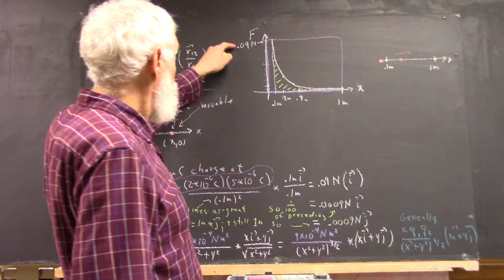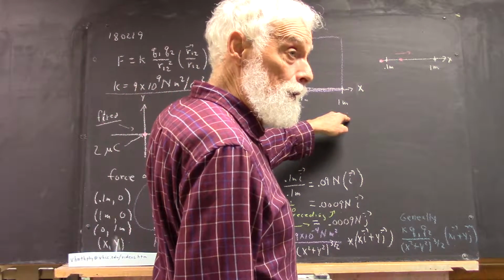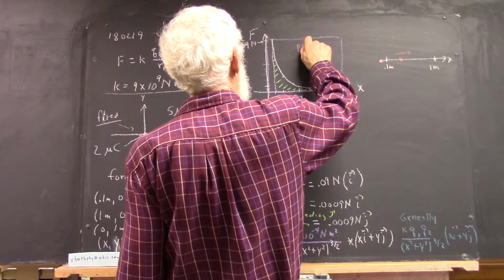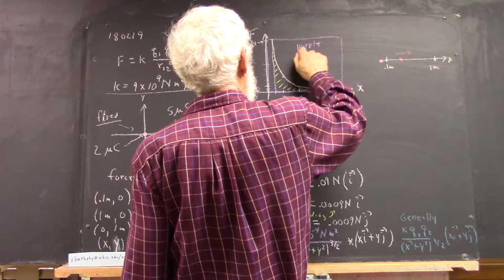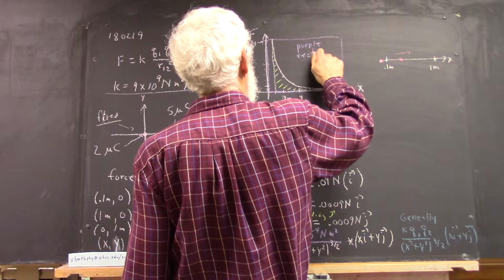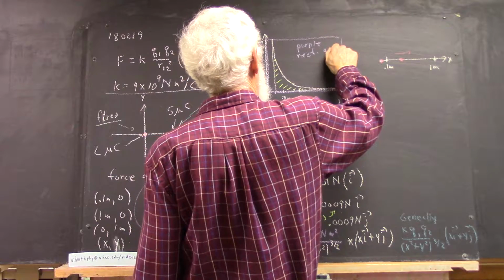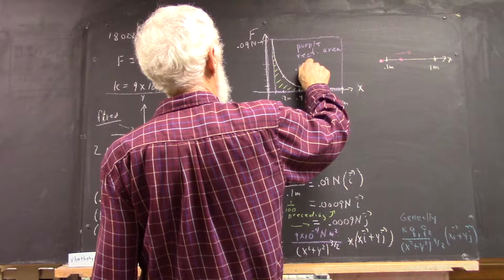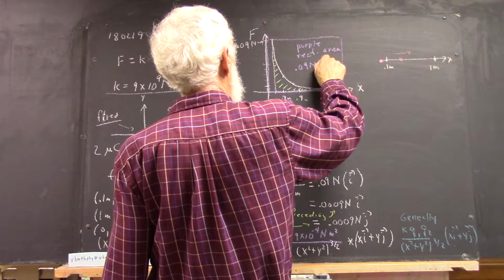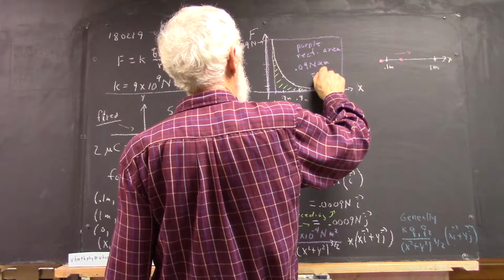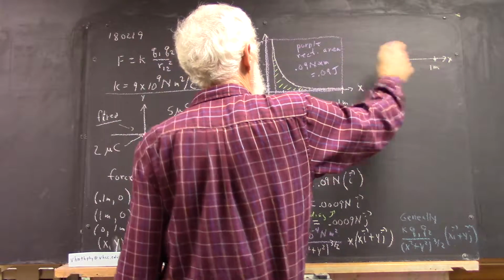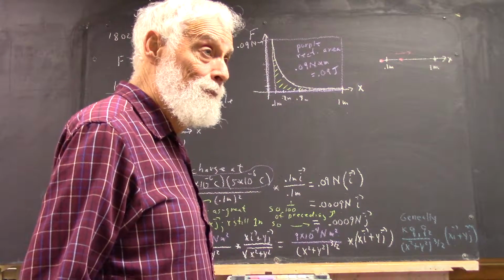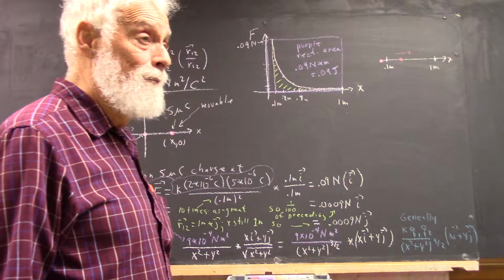We've got 0.09 newtons times 1 meter, right? So purple area is 0.09 newtons times meters, which is 0.09, of course, joules, which is what we hope because we're trying to estimate work, right?